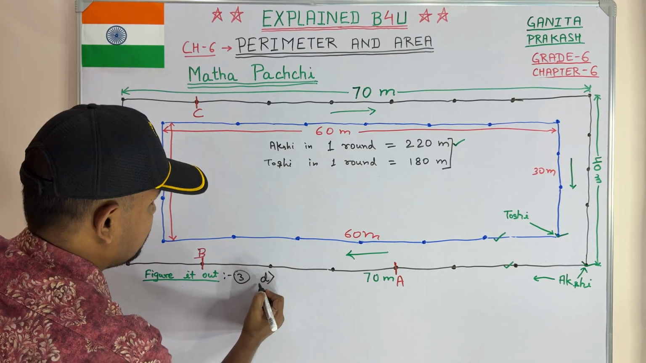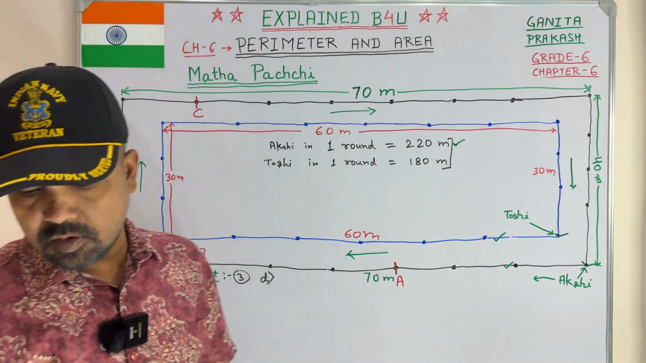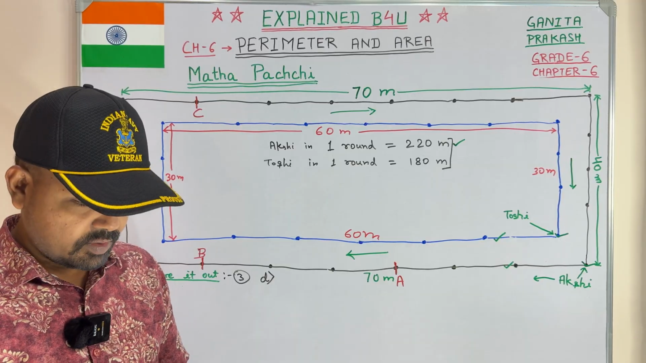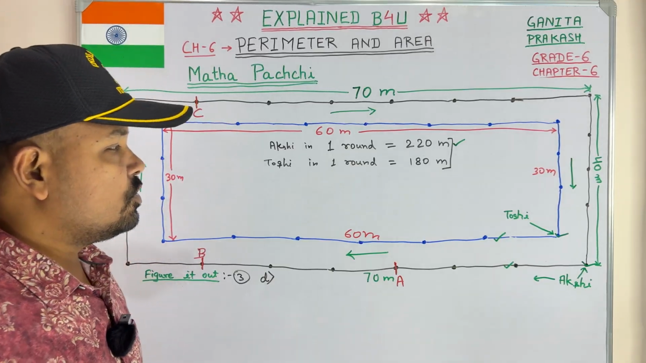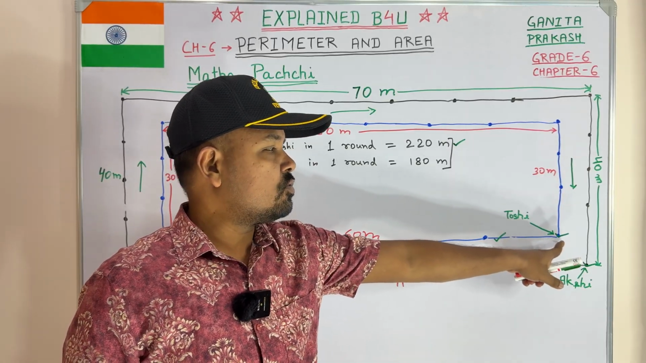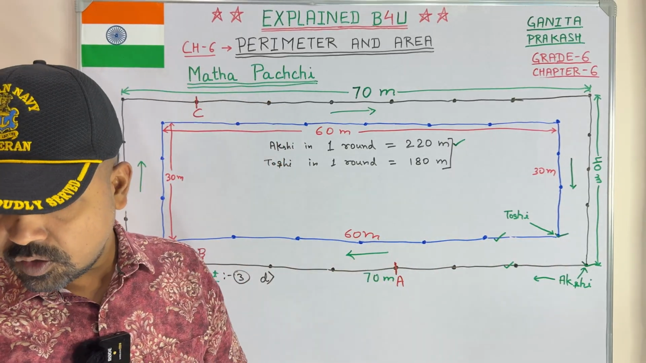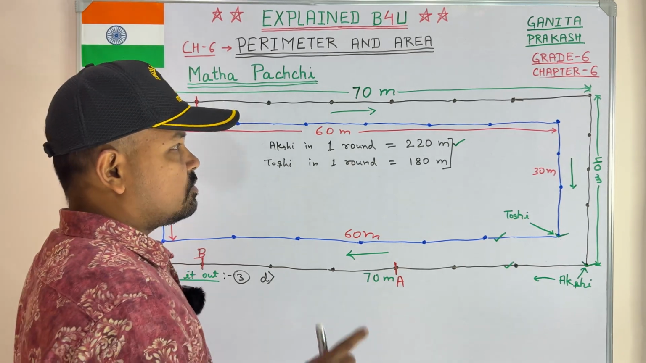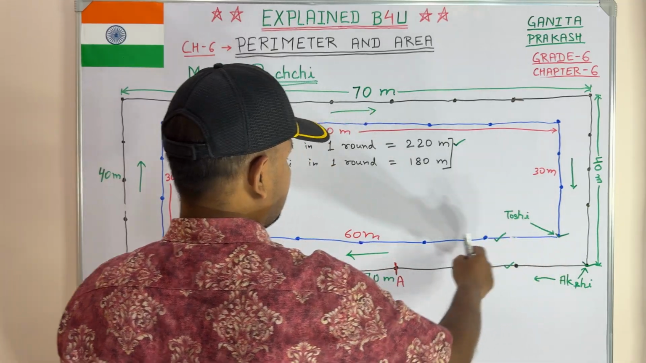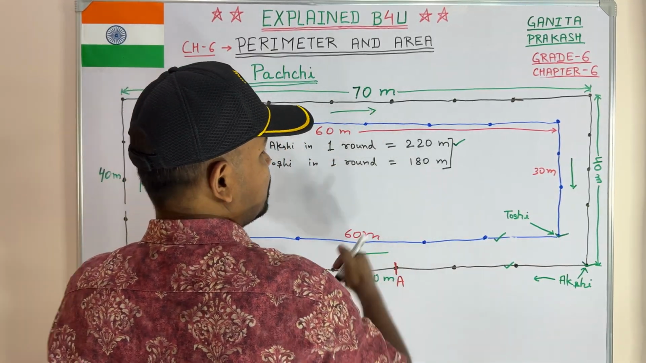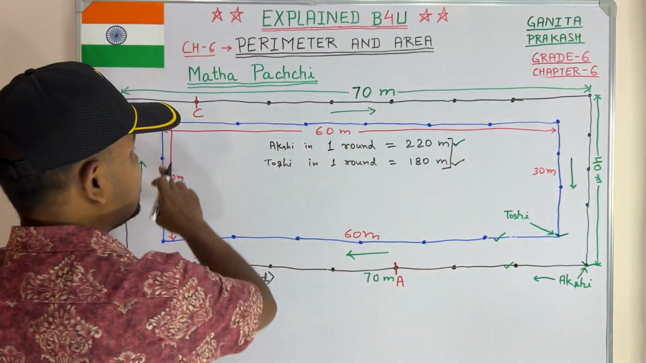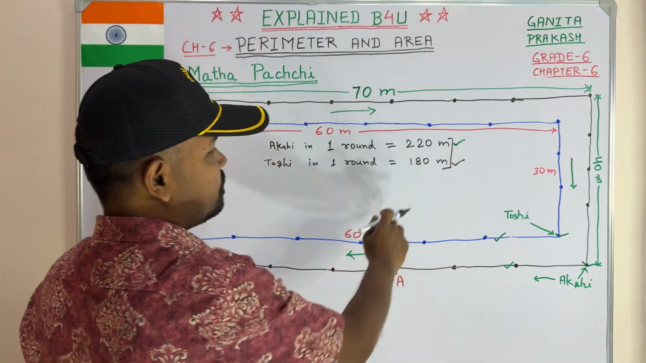Question number 3D. What is question number D? Mark X at the point where Toshi will be after she ran 250 meters. So now we have to consider Toshi, because the question is asking about Toshi. How much distance has Toshi covered in 250 meters? Mark that point as X. So from here, Toshi in 1 round inside the track is covering 180 meters.